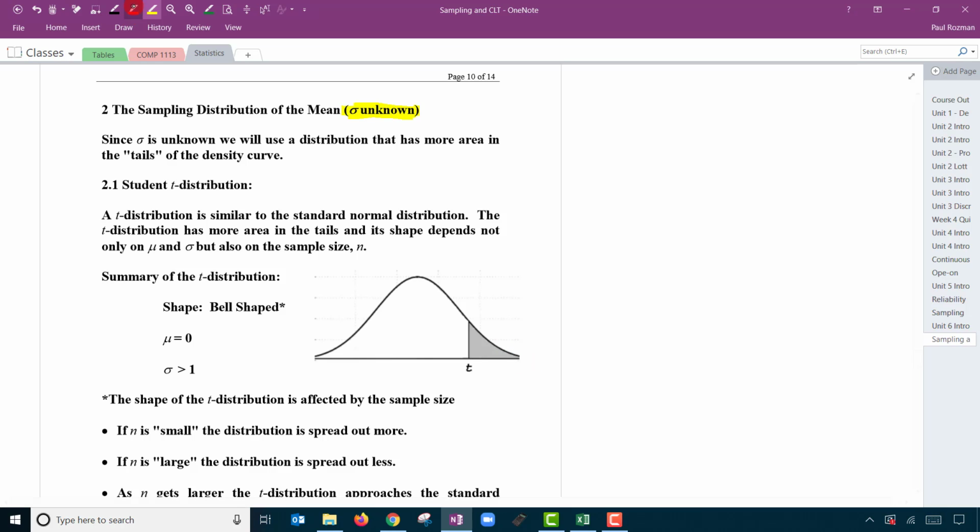It has a zero in the middle of the thing. It's symmetric, just like the Z distribution. The only thing is it's a bit more spread out. So the standard deviation for the T distribution is wider.